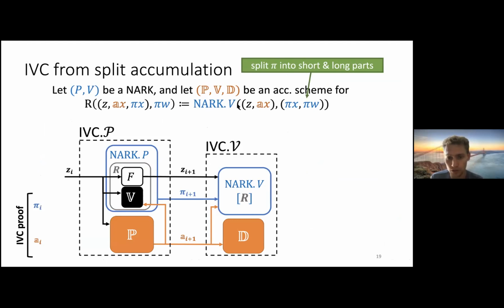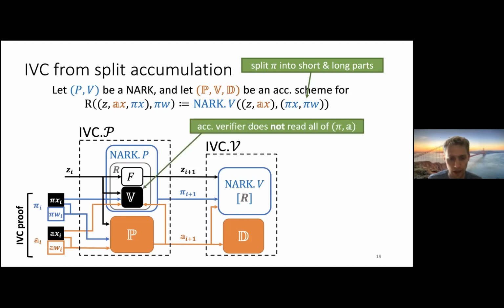So how does that work? Well, what we do is now we have our NARK, and the NARK might have a long proof, but we can split this proof into two parts, pi x and pi w. And then the IVC prover gets its input. The IVC proof now consists of the NARK proof, which might be long but can be split into a short and a long part, and the accumulator, which also can be split into a short and a long part. Now the IVC prover gets as input the entire proof and the entire accumulator, and runs the NARK prover in its head for a relation which contains the function and the accumulation verifier. But the accumulation verifier only needs to read the short part of the proof and the short part of the accumulator, and then it can output a new proof.